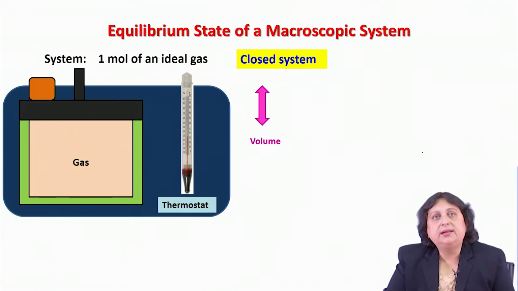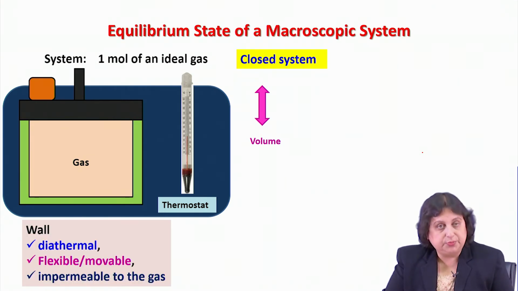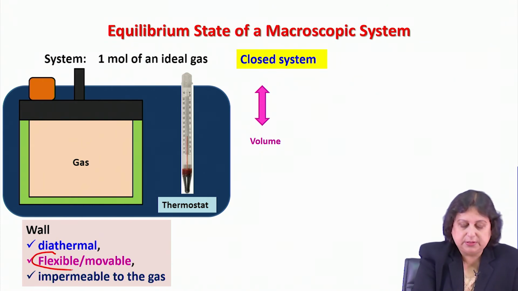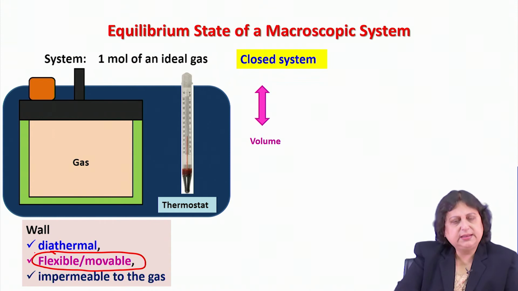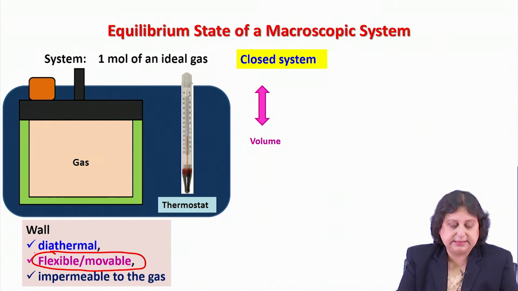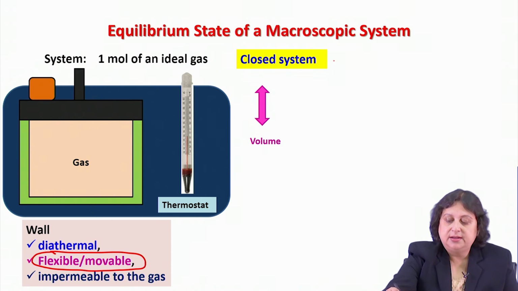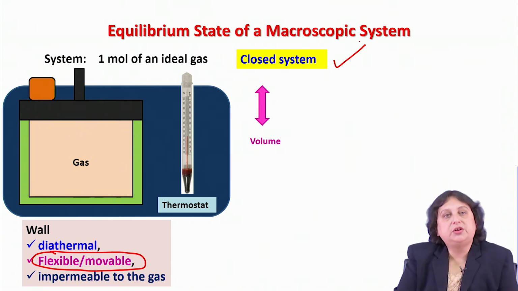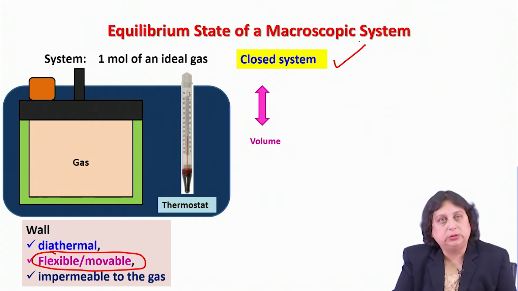Now I can have another type of closed system where I allow not only exchange of energy but also exchange of volume. So in that case, the wall needs to be diathermal, then it has to be flexible or movable, but it can still be impermeable to the gas such that it satisfies the requirement of a closed system that the total number of particles within the system will remain constant all throughout.